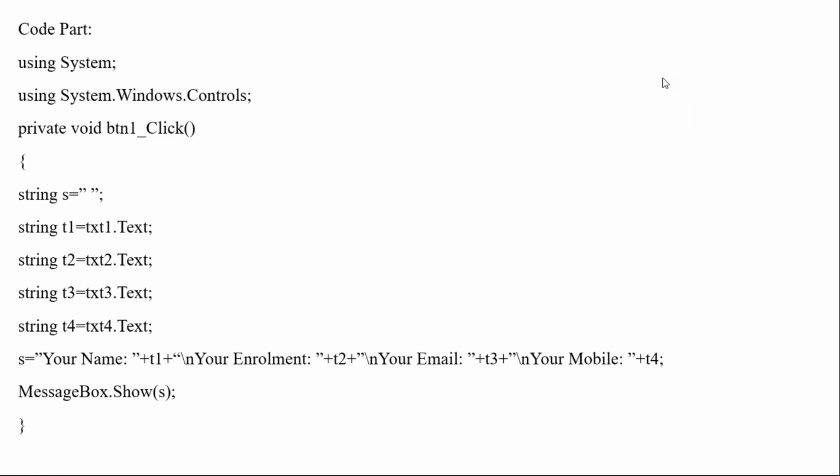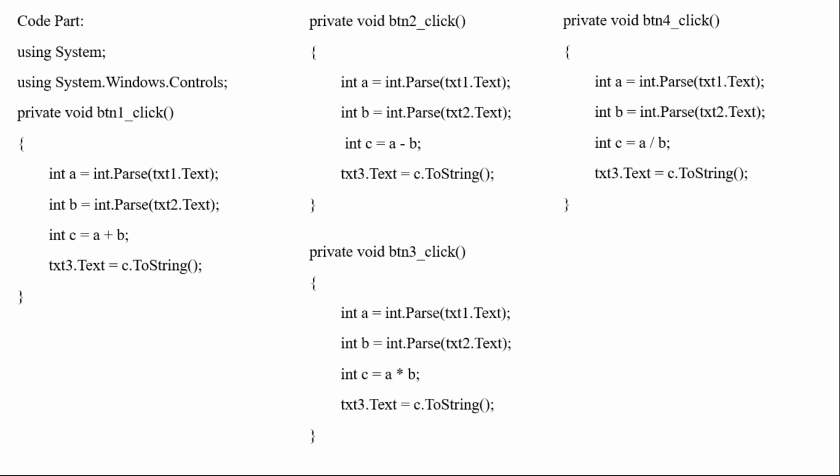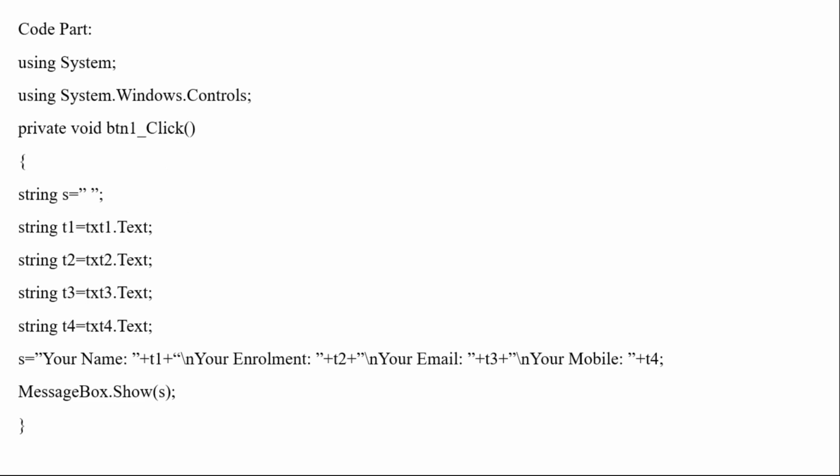Okay, so the code will be: you take input of all these text boxes in different strings, append those strings using the plus sign, and then MessageBox.Show. That's it. So again, these two slides of code carry 6 to 8 marks in the final examination and midterm as well. So I think it is easy to remember, guys. Yes or no?